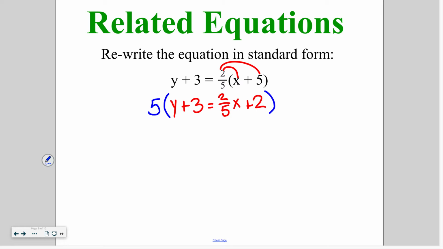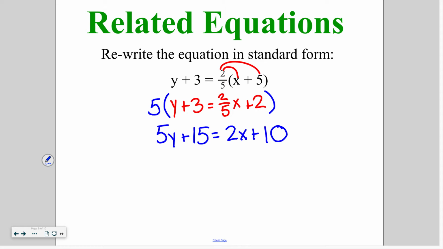So we've got y times 5, which gives me 5y, plus 3 times 5, which gives me 15, is equal to 2/5 times 5, which we just did off to the side, giving us 2x plus 2 times 5, which gives me 10. So if we are getting rid of that fraction, we need to multiply all terms of the equation by the denominator. Now we're worried about getting those x and y on the same side.